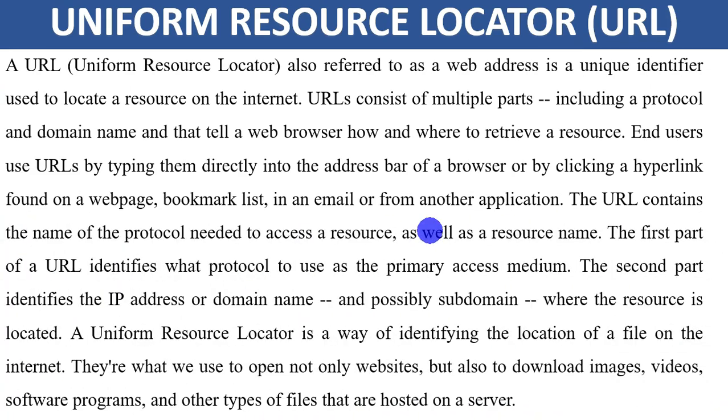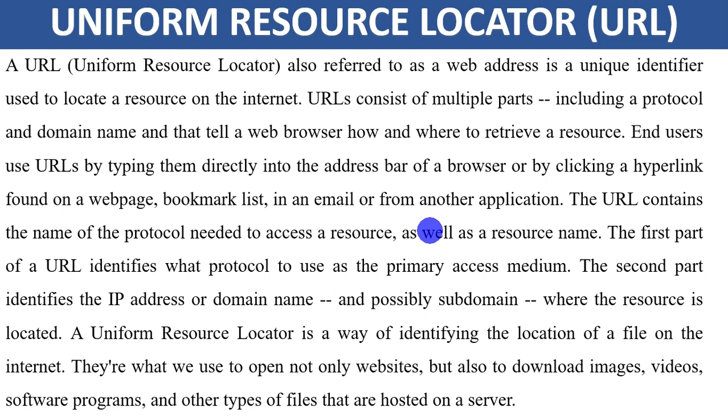Hi viewers, you are welcome to another tutorial. Today we are going to look at the Uniform Resource Locator, which is also known as the URL. Now, what is a Uniform Resource Locator? It also refers to a web address, which serves as a unique identifier used to locate a resource on the internet. URLs consist of multiple parts, including a protocol and a domain name, that tell a web browser how and where to retrieve a resource.